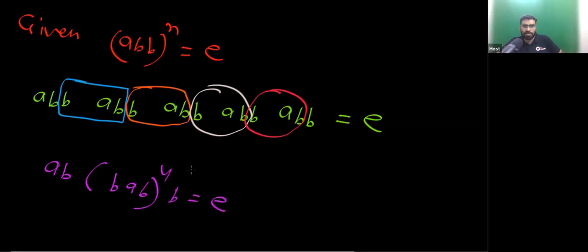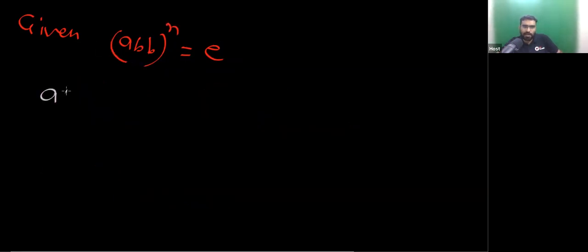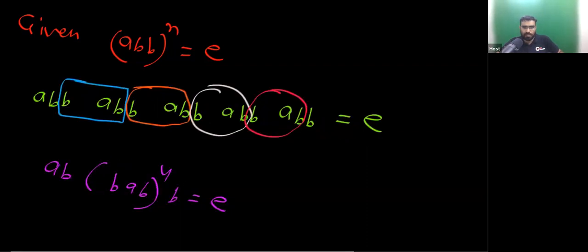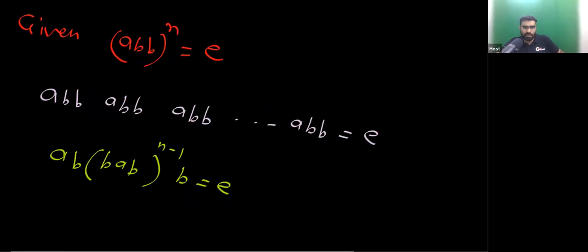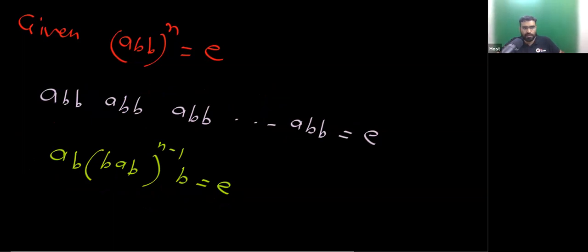The same thing will happen if I open it n times. (ABB)^n, if I open it n times, I will get AB, then (BAB)^(n-1), and then B, which is equal to E. Okay, from here, you tell me what we need to find.